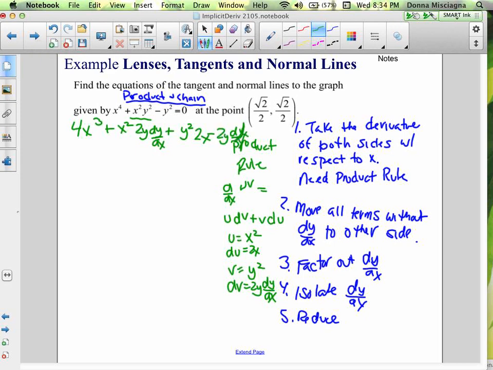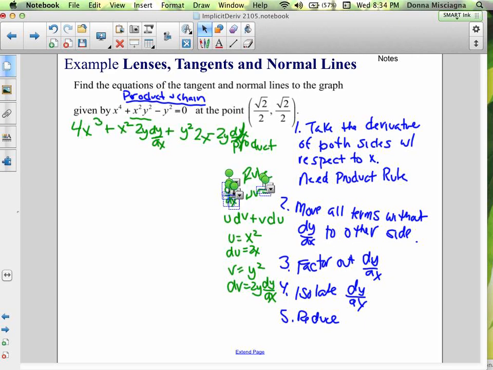Now, if you're wondering why you can't read that, it's because the board stinks. Oh my goodness, can we just move that a tad? Come on. There we go. Good little board. Okay, good enough. I think you can read the dy dx over there.